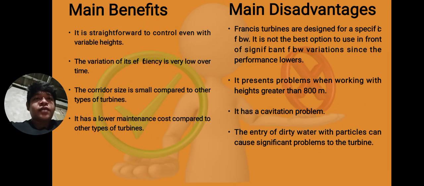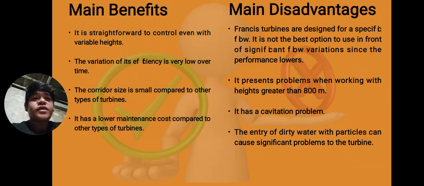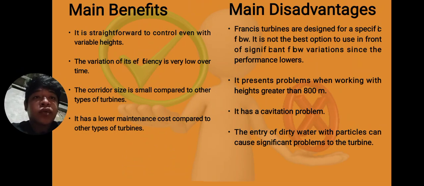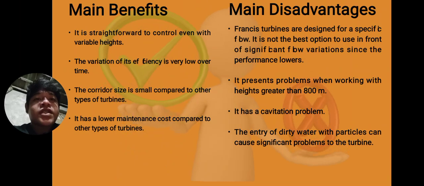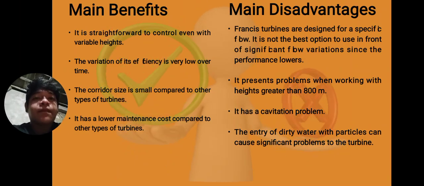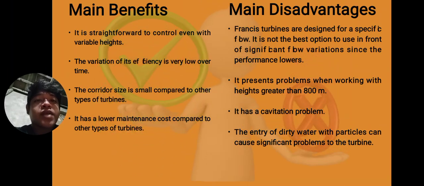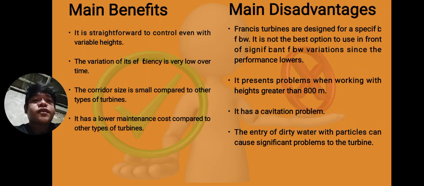And these are the main benefits and main disadvantages of a Francis turbine. First, for benefits, it is straightforward to control even with variable heights. The variation of its efficiency is very low over time. The size is small compared to other types of turbines. It has a lower maintenance cost compared to other types of turbines.